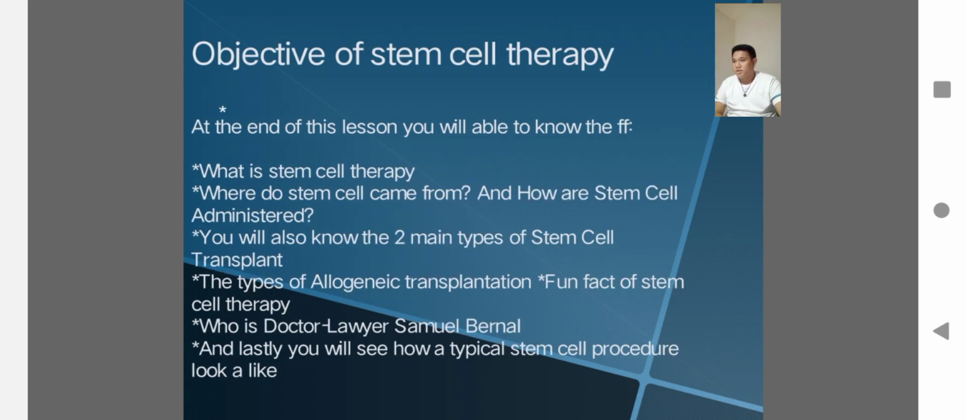Objectives of stem cell therapy. At the end of this lesson, you will be able to know the following. What is stem cell therapy? Where do stem cells come from? And how are stem cells administered? Know the two types of stem cell transplant, the types of allogeneic transplantation, fun facts of stem cell therapy, who is Dr. Lawyer Samuel Bernal, and lastly, you will see what a typical stem cell procedure looks like.